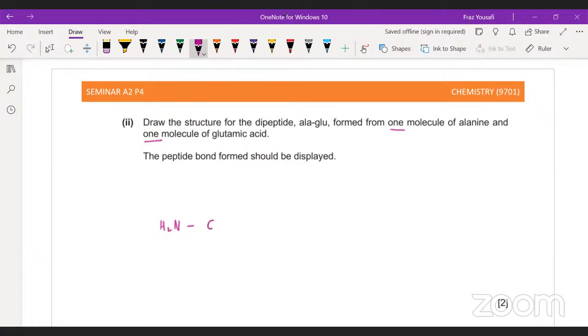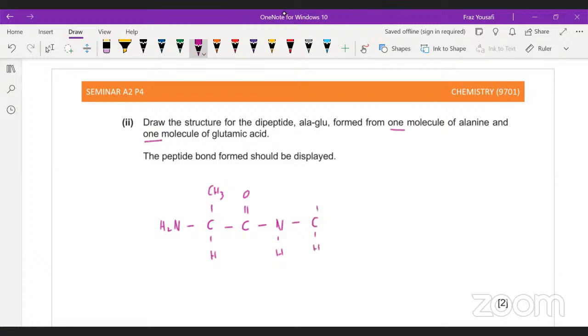This should come up at one end. Then you should have your CH with a CH3 and an H here. Then, Rita, you will show your C double bond O. That's from the carboxyl. Again, you would have your amine. The other one, this is where glutamic acid starts. There's your amide or peptide bond, if you will.